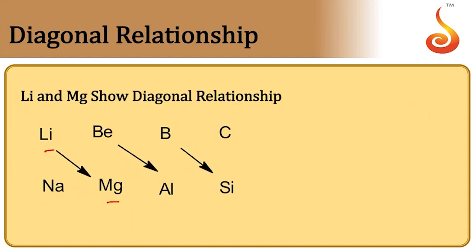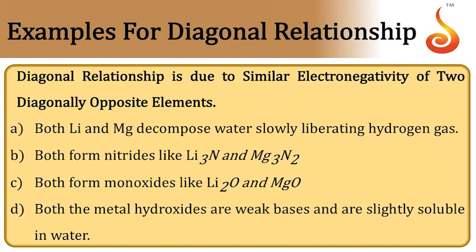Then comes diagonal relationship. Diagonal relationship means diagonally lithium and magnesium, beryllium and aluminum, boron and silicon have similar types of properties, and that is because they have similar electronegativity values. Now let us take some examples of diagonal relationship properties. Both lithium and magnesium decompose water slowly, liberating H2 gas. So both react with water and liberate H2 gas.